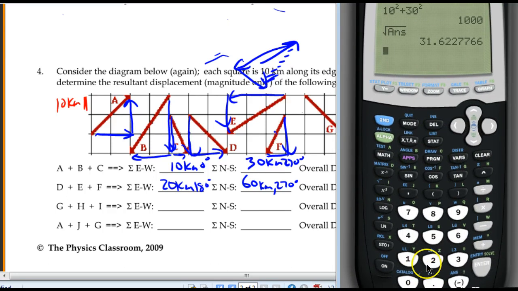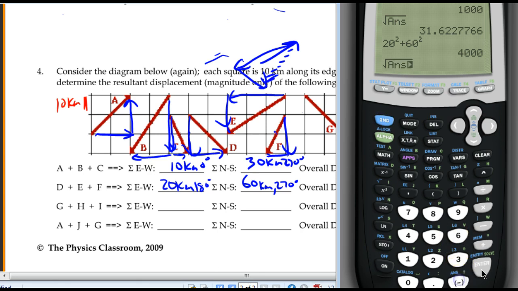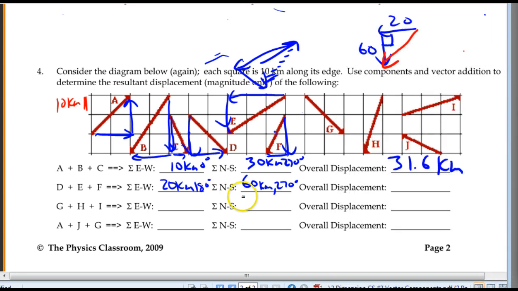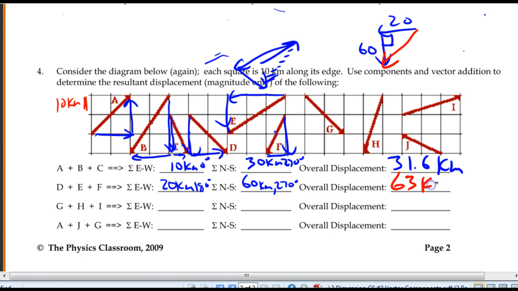So we want 20 squared plus 60 squared, and then take the square root of the answer, or the square root of 4,000, and we get 63.2. 63 to 2 significant figures is probably what I should round it off to, kilometers. Again, that's only the magnitude. That doesn't tell us the direction, although we could go back to SOHCAHTOA and do some calculations to determine the direction. We'll save that for later.